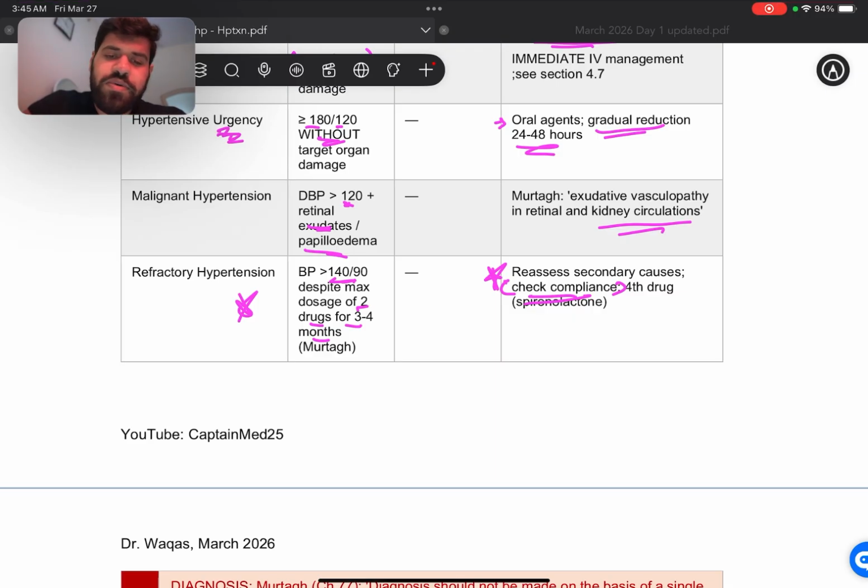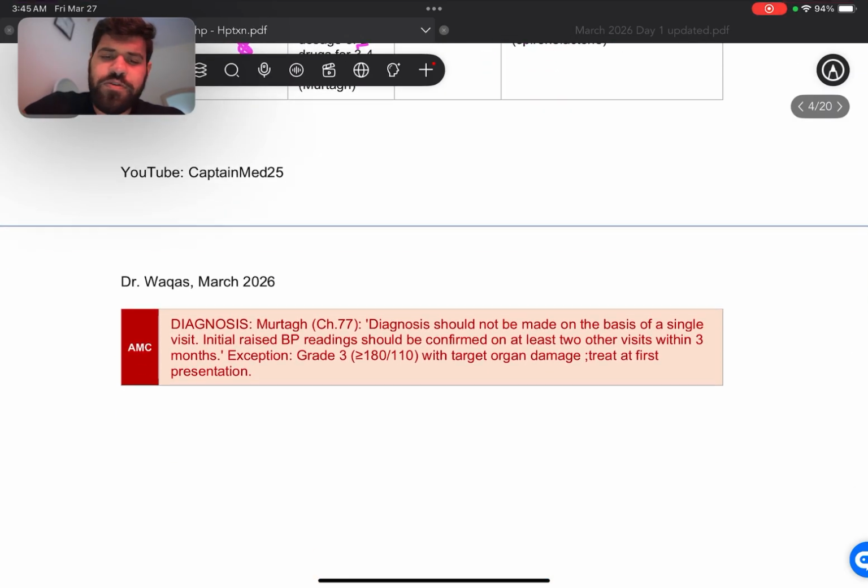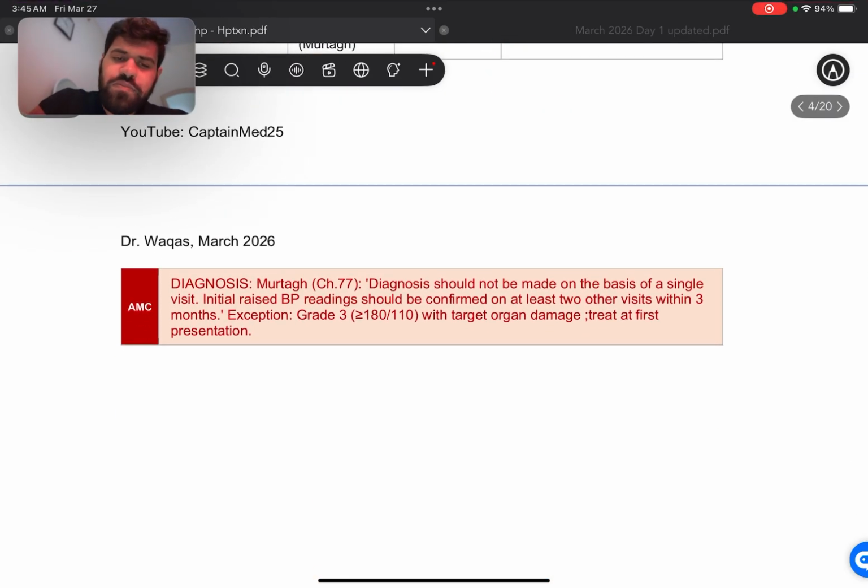All right, especially for spironolactone, because spironolactone is going to cause them to pee a lot and patients don't like that. If the patient has a cough, they won't like taking ACE inhibitors, so we have to check for compliance always.